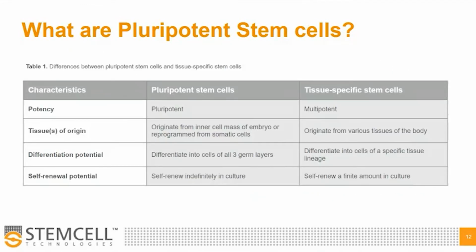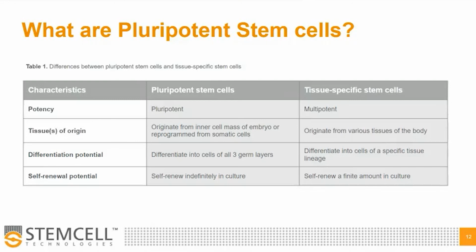There are differences in potency, origin, differentiation potential, and self-renewal potential between pluripotent stem cells and tissue-specific stem cells listed on this table. Based on the potency, pluripotent stem cells are pluripotent, whereas tissue-specific stem cells are multipotent. Pluripotent stem cells are originated from either the inner cell mass of the embryo or reprogrammed from somatic cells. Tissue-specific stem cells are coming from various tissues in the body.